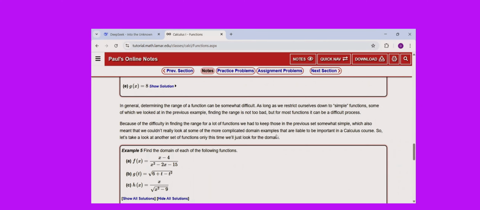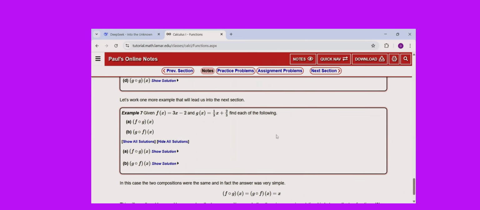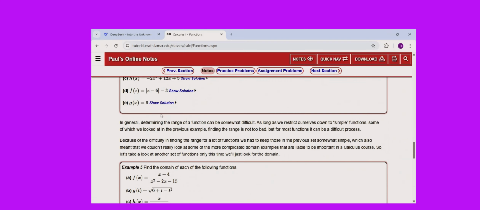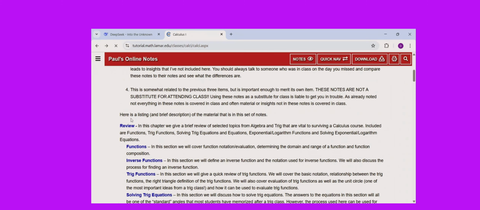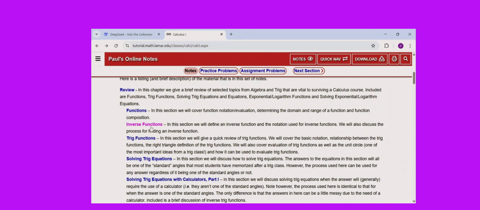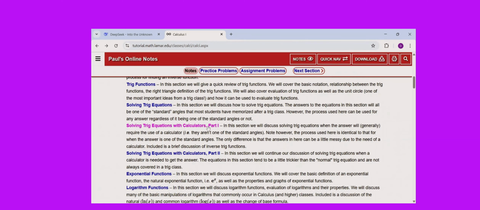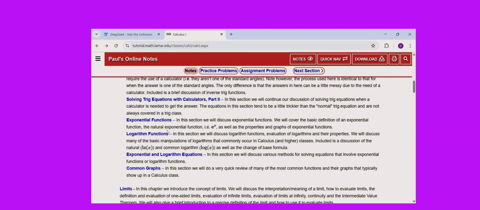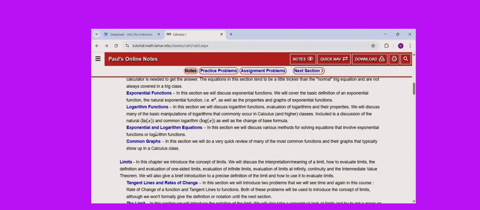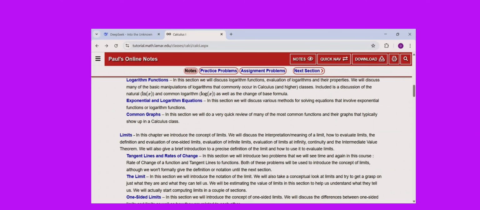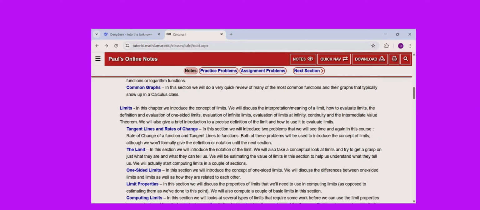Next one, guys, next to the simple definition of functions: inverse function, trigonometric function, solving trigonometric functions, trigonometric calculations first. Then the calculations again, exponential equation, logarithm function, exponential and logarithm function. Yes, common graph. First and second is limit, tangent, and rate of limits.